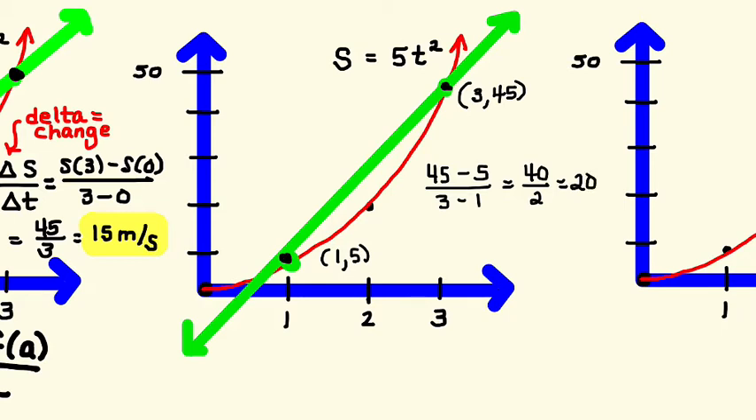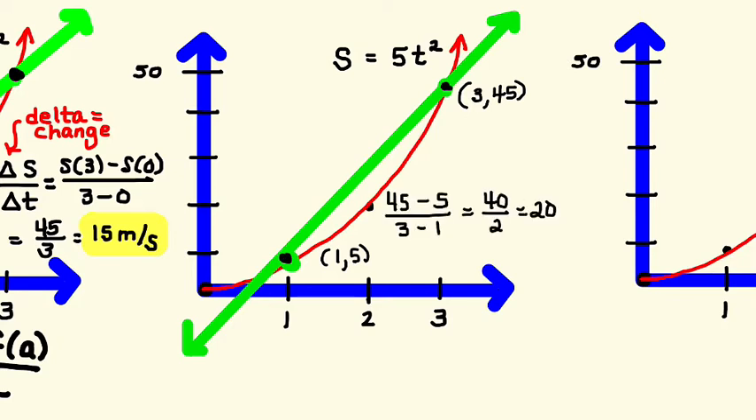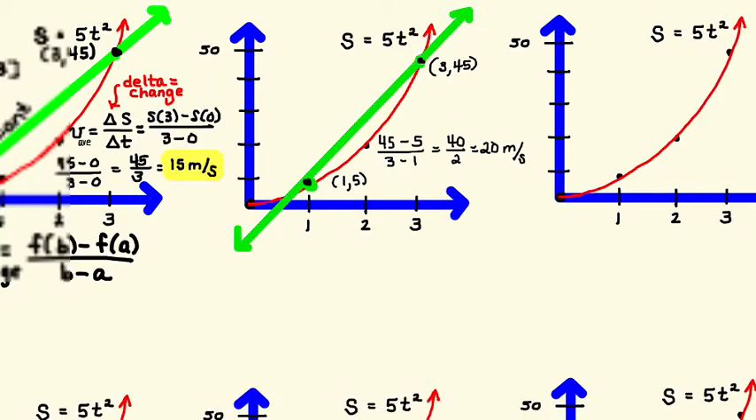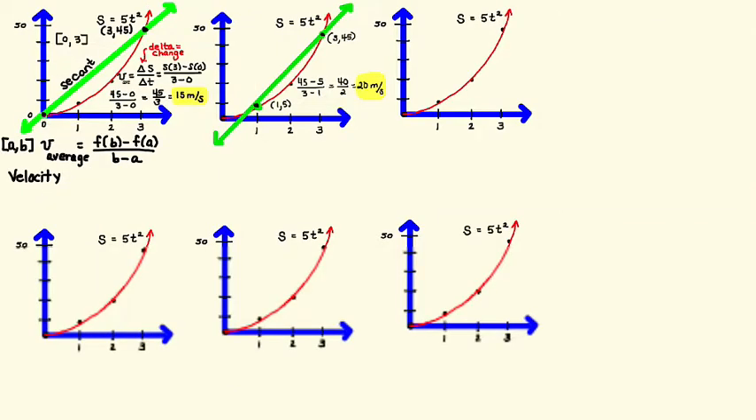20 what? Let me move this down. 20 meters per second. Right, thank you. Make sure you guys are awake. 20 meters per second. Okay, so let's take a look. We were going 5 meters per second. Oh, we're going 15, you're right. We're going 15, and now we're going 20. What's going on? What's happening?